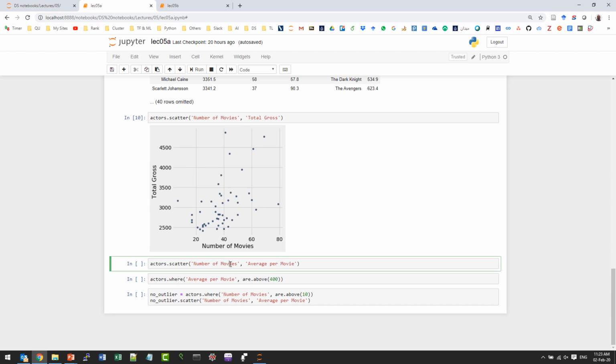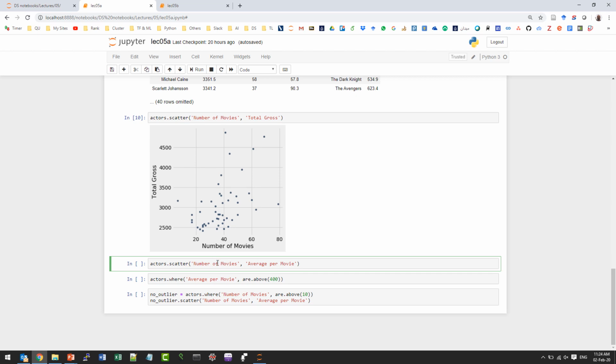Let's see another scatter plot. Now we will plot the relation between number of movies and the average per movie. The problem with the plot that we have here is that we cannot compare between actors based on the total gross, right? Because if I am involved in more movies, I will get more. The total gross will increase, right?